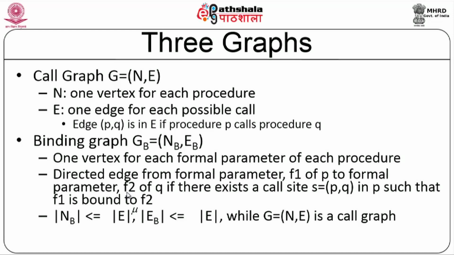The first one is the call graph, and the second one is called the binding graph. The binding graph says that one vertex is available for each formal parameter of the procedure, and there will be a directed edge from formal parameter f1 of p to formal parameter f2 of q if there exists a call site S equal to p comma q in p such that f1 is bound to f2. So you construct what is called a binding graph here.